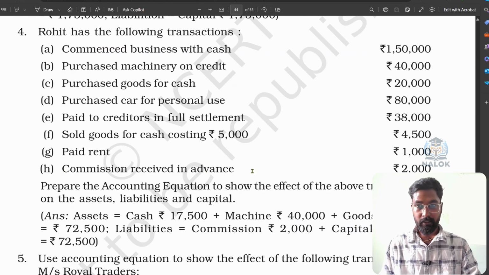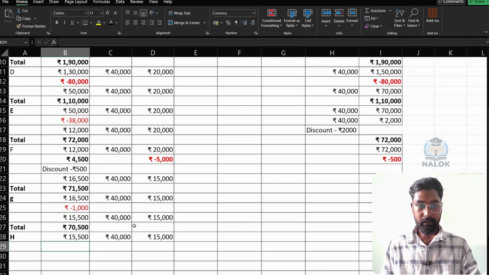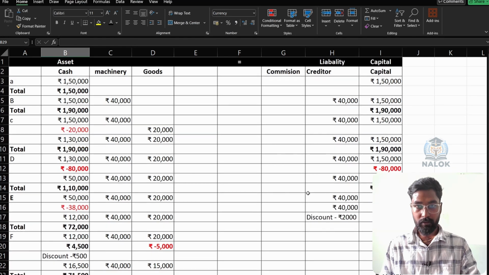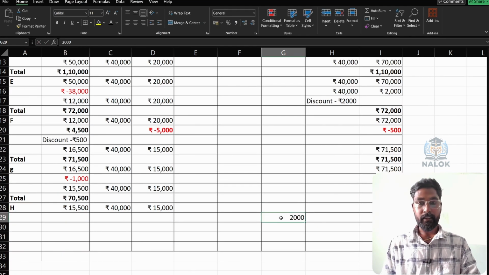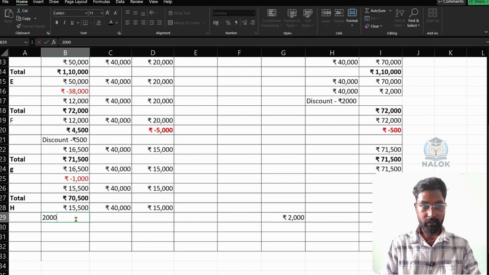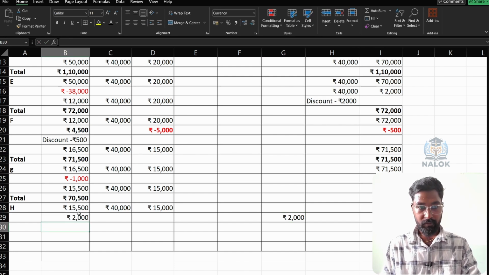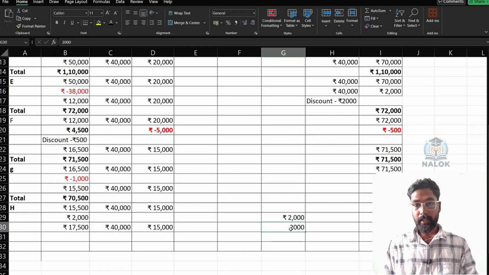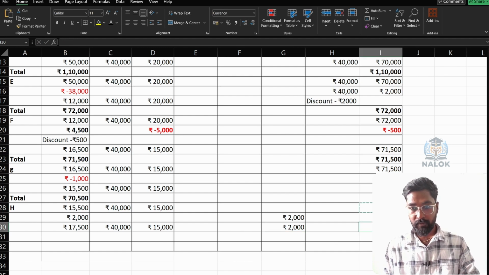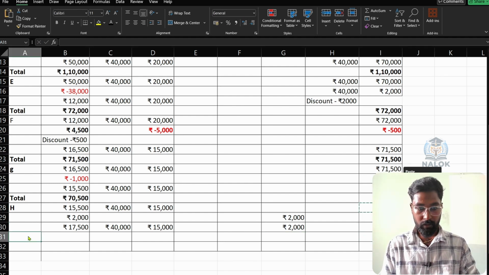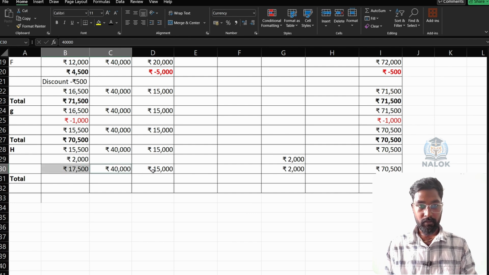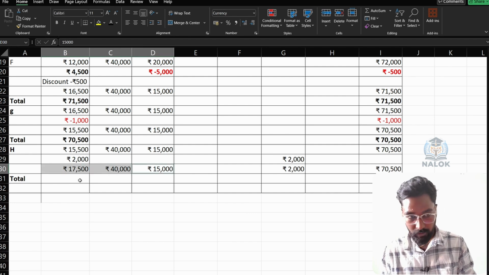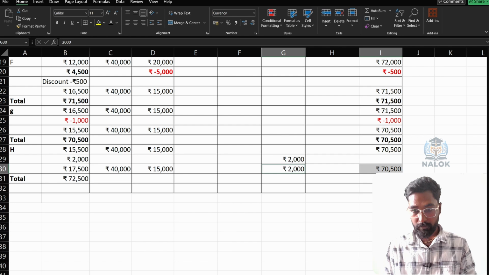Commission received in advance, 2,000. Commission is received in advance. It's 2,000. Commission goes on the liability side because we have to pay them back with the service. Our cash account also increases by 2,000. So now the balance is 15,500 plus 2,000, which comes around 17,500. The machinery and the goods account remain the same. We got 2,000 on the liability side. It has to be settled in a further transaction. Now let's do the total. 17,500 plus 40,000 plus 15,000 comes around 72,500, which is exactly the same here as well, 72,500.